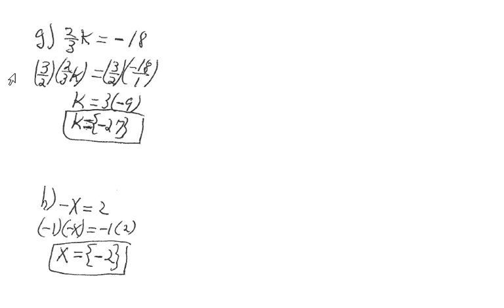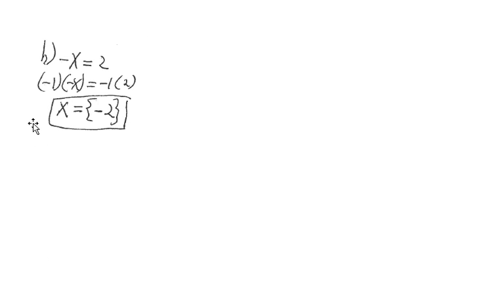G. 2/3 times k equals minus 18. Very similar to the last part, in which we get the reciprocal of 2/3 being 3 over 2, multiply both sides of this equation by 3 over 2, and then simplifying we get k is equal to 3 times minus 9, and therefore k equals minus 27 as a solution.